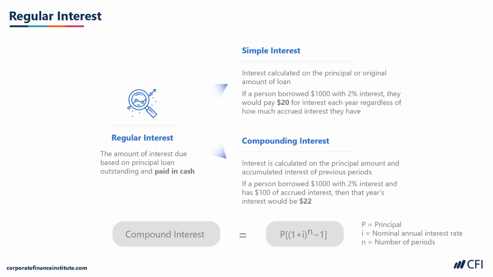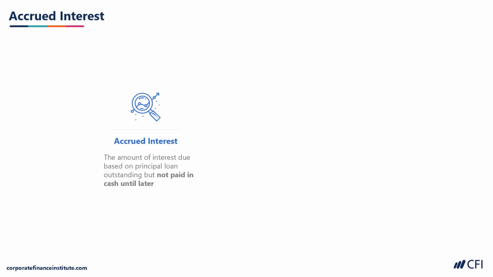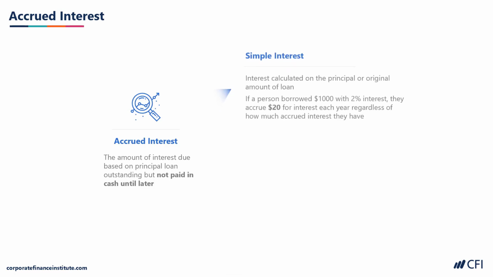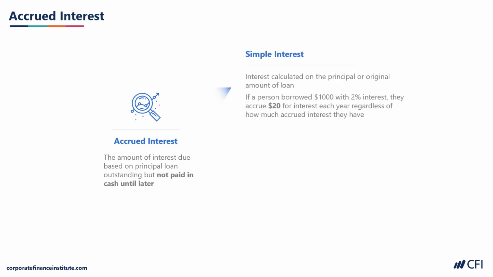Then there is accrued interest. With accrued interest, the same interest calculation is made as regular interest, but it's not actually paid until later. The amount that's owed from the borrower to the lender is not actually paid until later. There are two types of accrued interest. There is simple interest, just as with our previous example, and then once again there's compound interest.